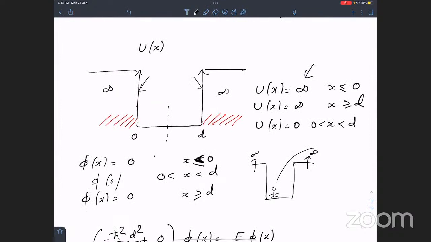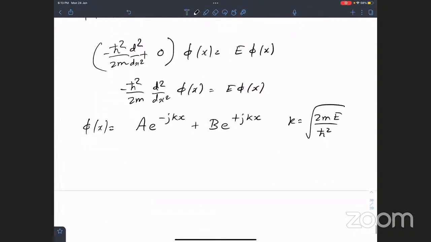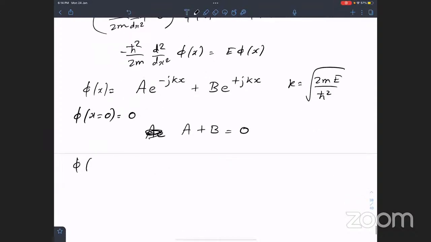At 0 the wave function has to go to 0. That's a boundary condition, right? Beyond that also it should go to 0, but at least at 0 it should go to 0. So we just substitute x equal to 0, this must go to 0, which implies that A into e to the power minus jkx is 1, right? So nothing but A plus B has to be 0. And we know that it should also go to 0 at x equal to d.